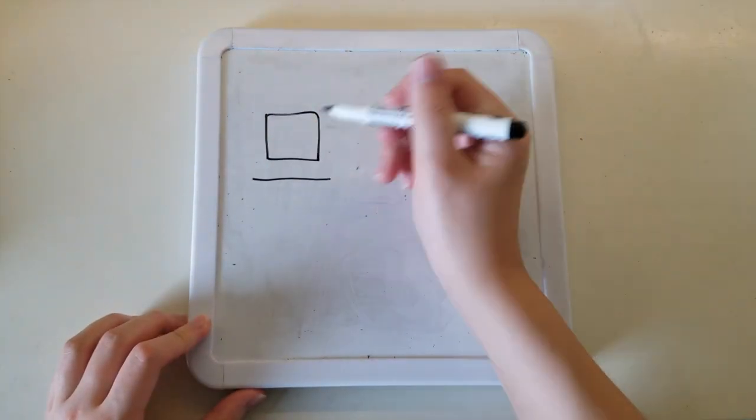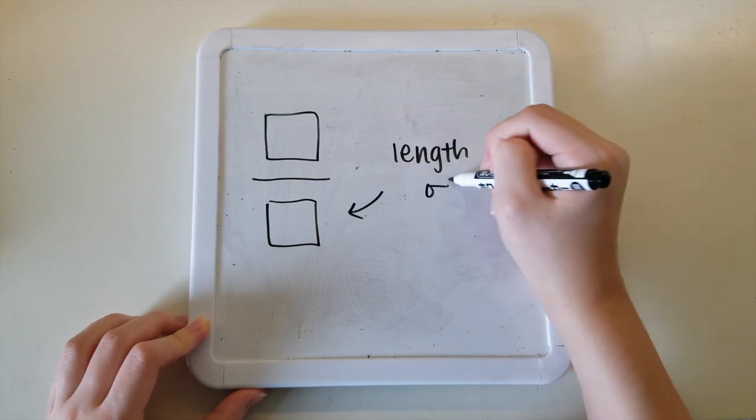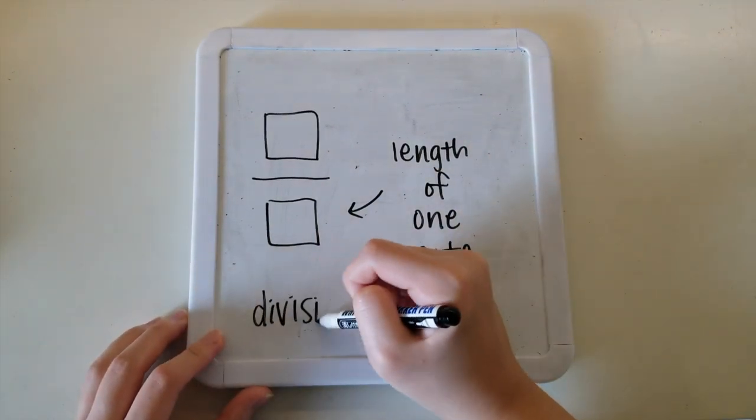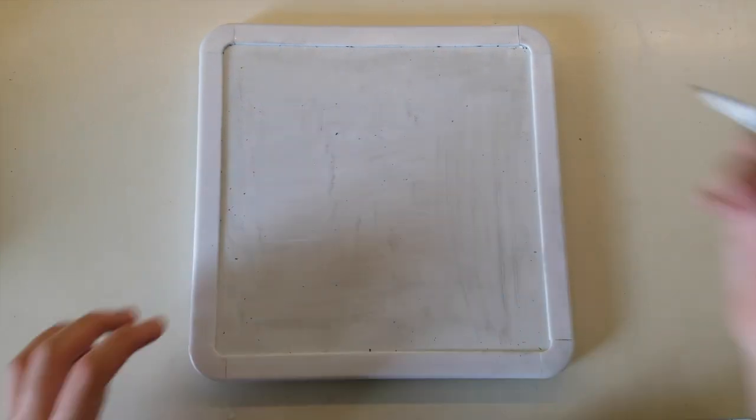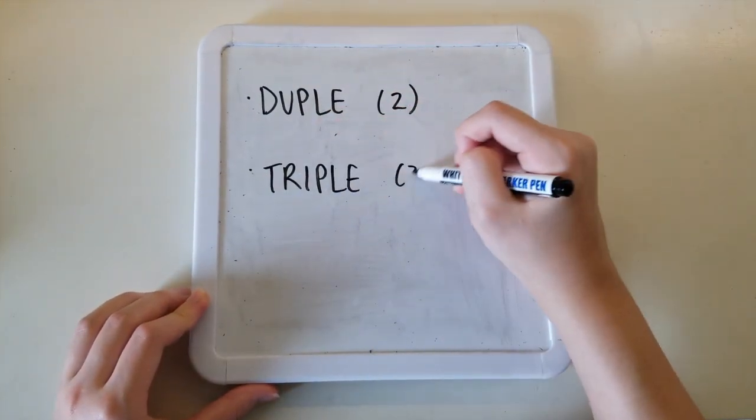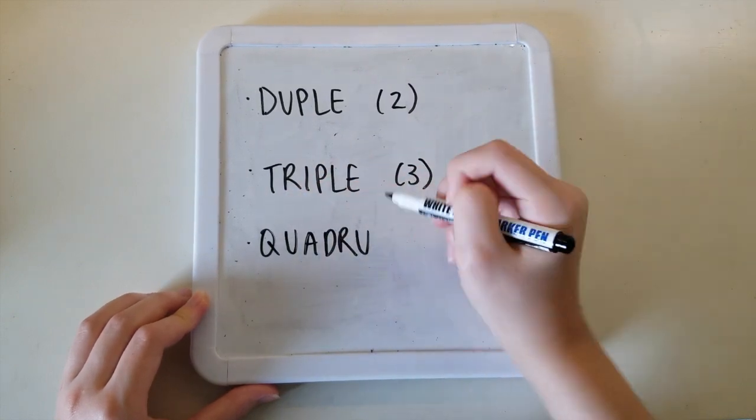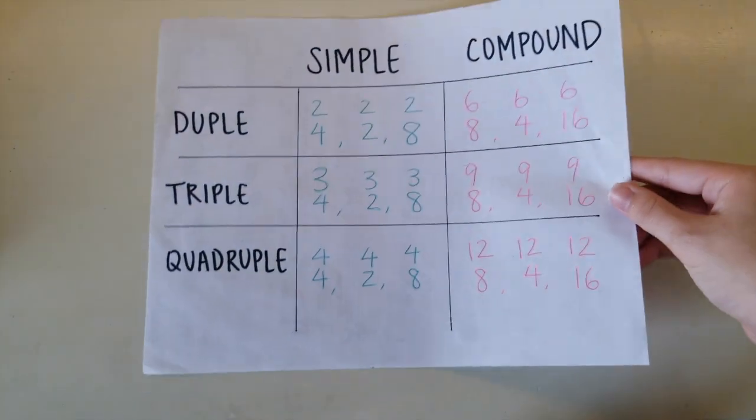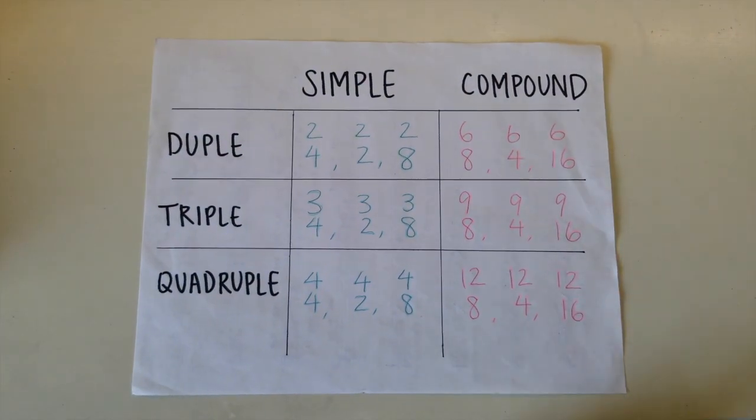The bottom number represents the length of one note, such as eighth, quarter, or half note. To find the meaning of the lower number, we look at the division of the beat. This is categorized into 3 sections: duple, triple, and quadruple. Duple means 2 basic pulses, triple is 3, and quadruple is 4. This may be confusing at first, but visualizing it may help.